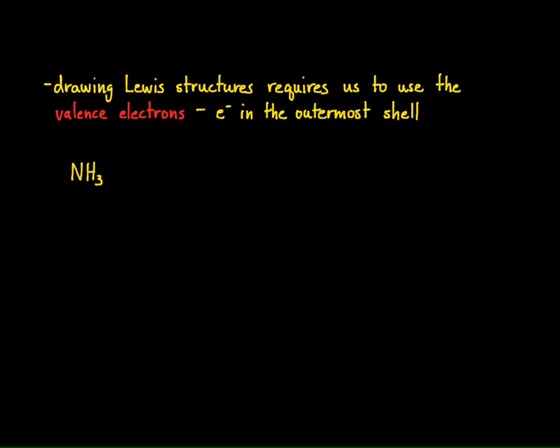With ammonia, when we think about valence electrons, we have to think about the valence electrons of all of the atoms in the particular structure. So nitrogen has 5 valence electrons. Make sure you understand where I'm getting that number 5, right? It's in the second row. It has 2 2s electrons and it has 3 2p electrons. So that gives a total of 5 valence electrons.